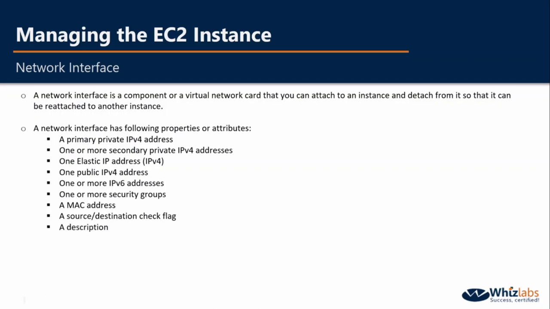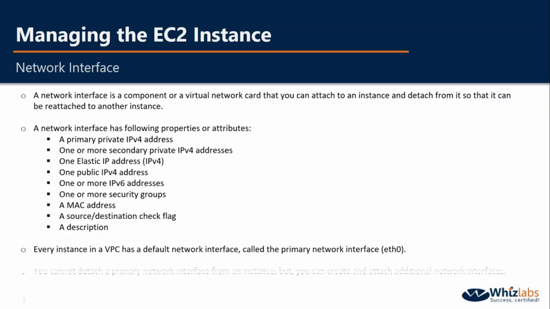Now you need to remember that every instance in a VPC has a default network interface, which is called the primary network interface, that is denoted by eth0. You cannot detach this network interface from the instance, but you have the ability to create and attach additional network interfaces. And as I mentioned, this is extremely useful if you wish to have multiple private IP addresses for your instance.